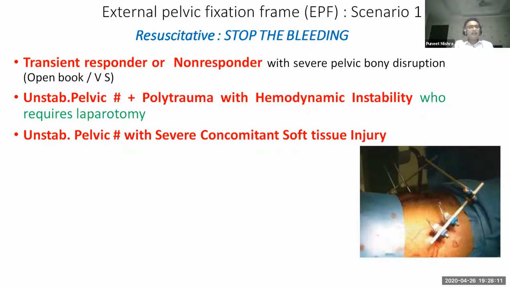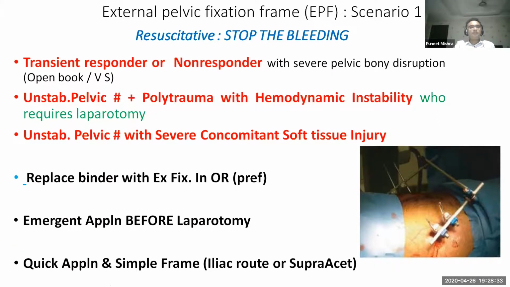And a third scenario can be a patient where there is an unstable pelvic fracture with severe concomitant soft tissue injury, like an open pelvic fracture. Again, this patient will be better managed by transferring to an external fixator from a pelvic binder just after the initial stages of management, because that will lead to better nursing and better tissue management of this patient. So in all these scenarios, you have to replace the binder with an external fixator, preferably in an OR.